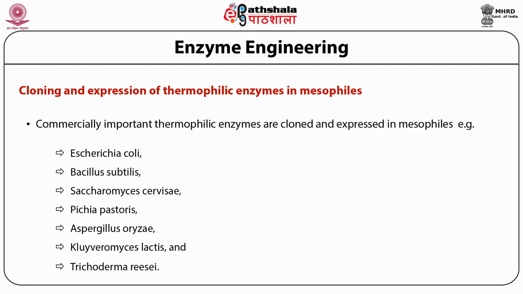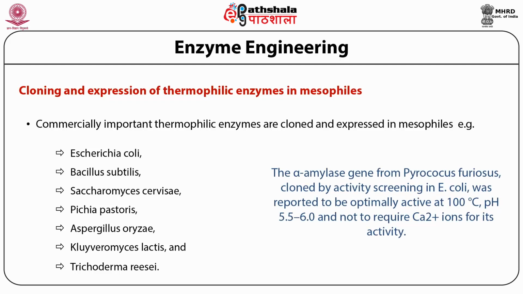And let us take the example of an alpha amylase. To begin with, alpha amylases, pullulanases, maltodextrin phosphorylases, alpha glucosidases, and so on, other enzymes have already been cloned and expressed in these hosts. So the example of an alpha amylase gene from Pyrococcus furiosus was cloned by activity screening, the first method which we talked about earlier, in E. coli. And it was reported that the enzyme was isolated with its properly folded structure, which showed its optimal activity at 100 degrees Celsius.